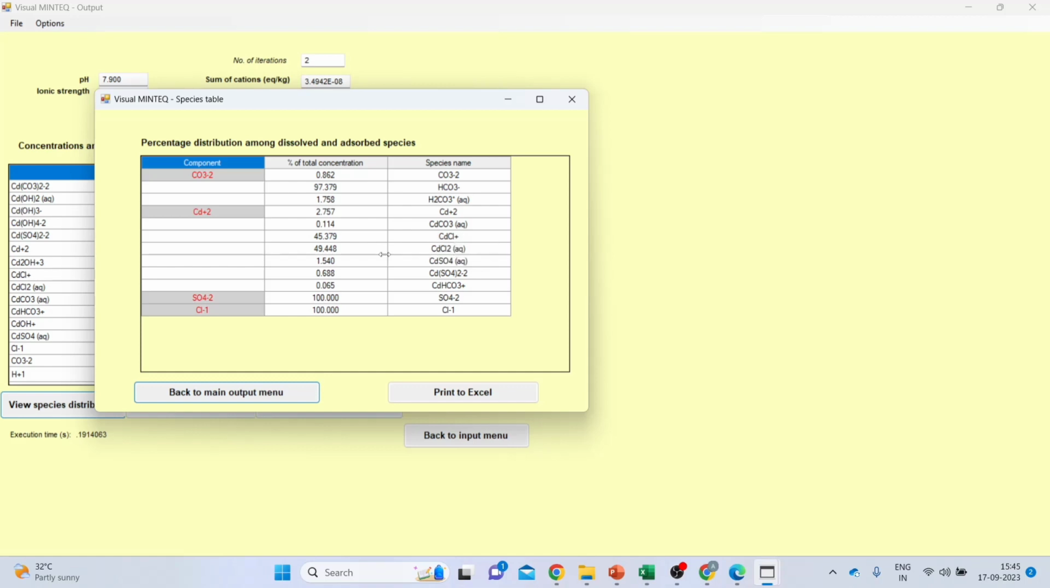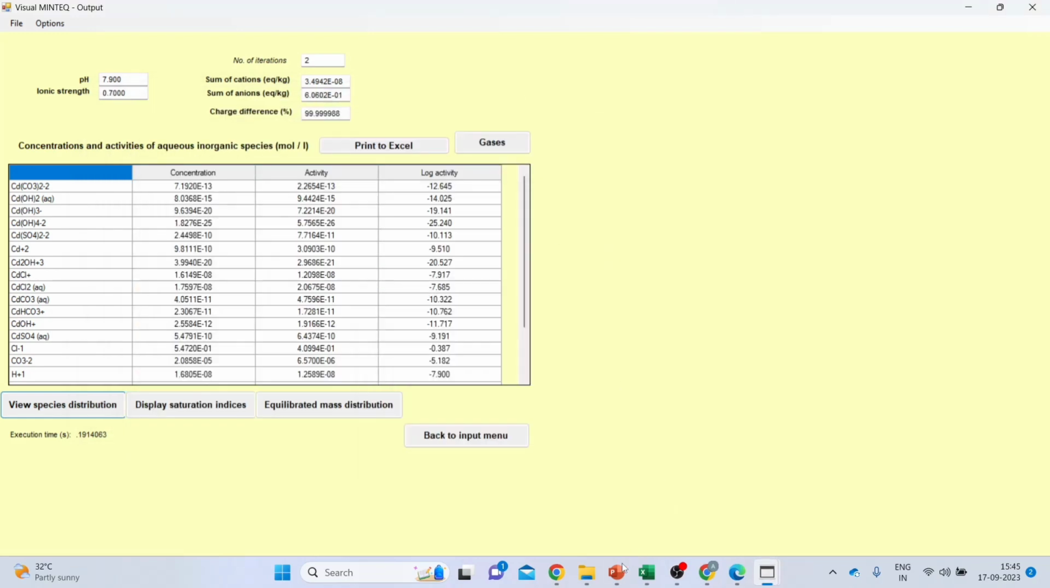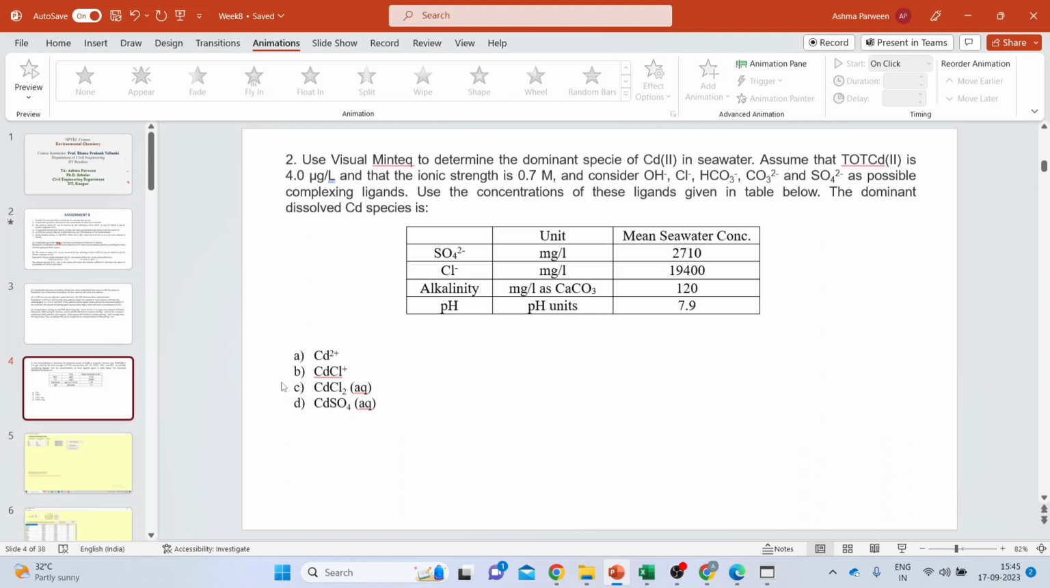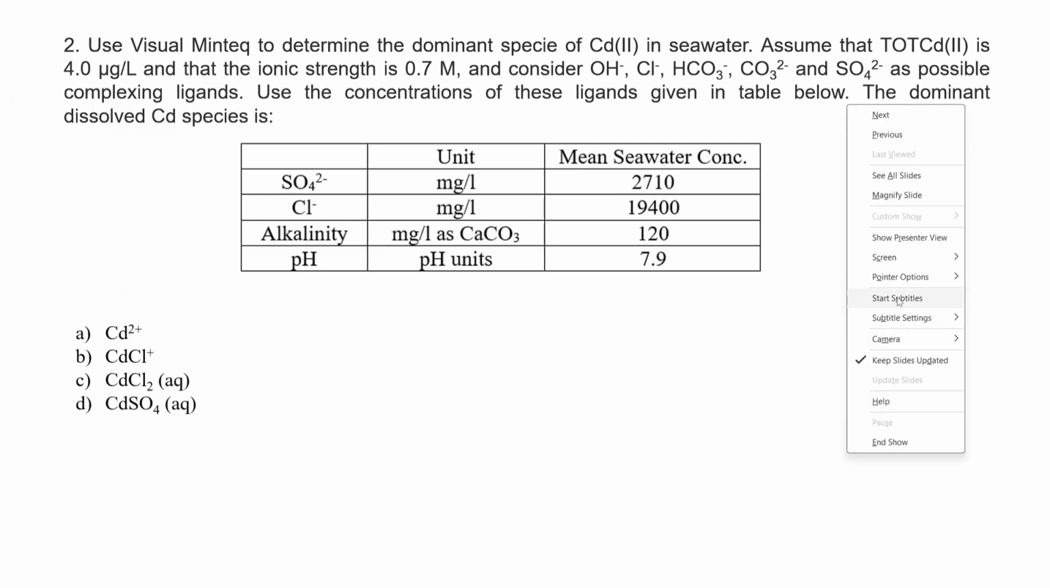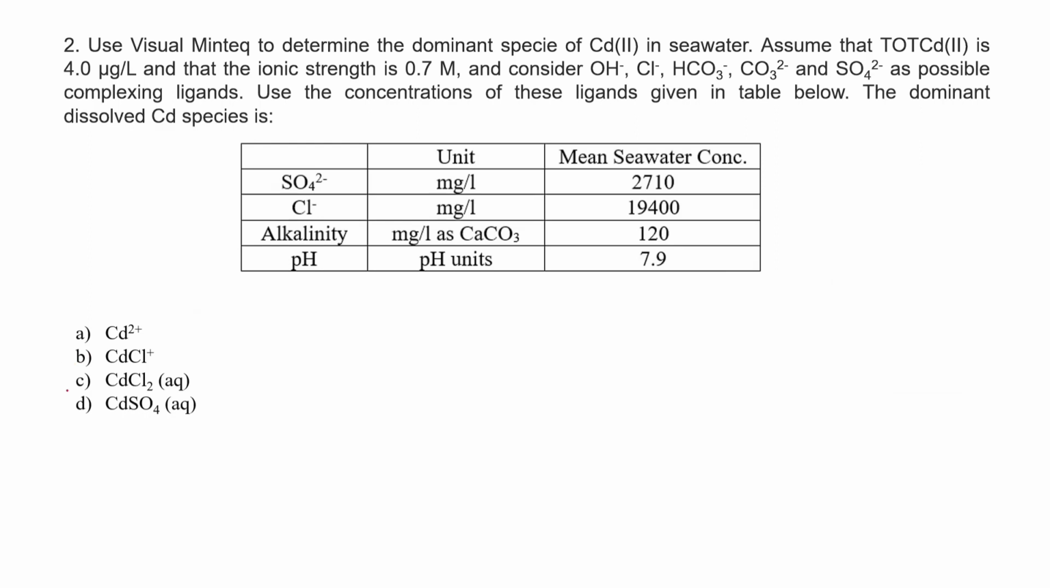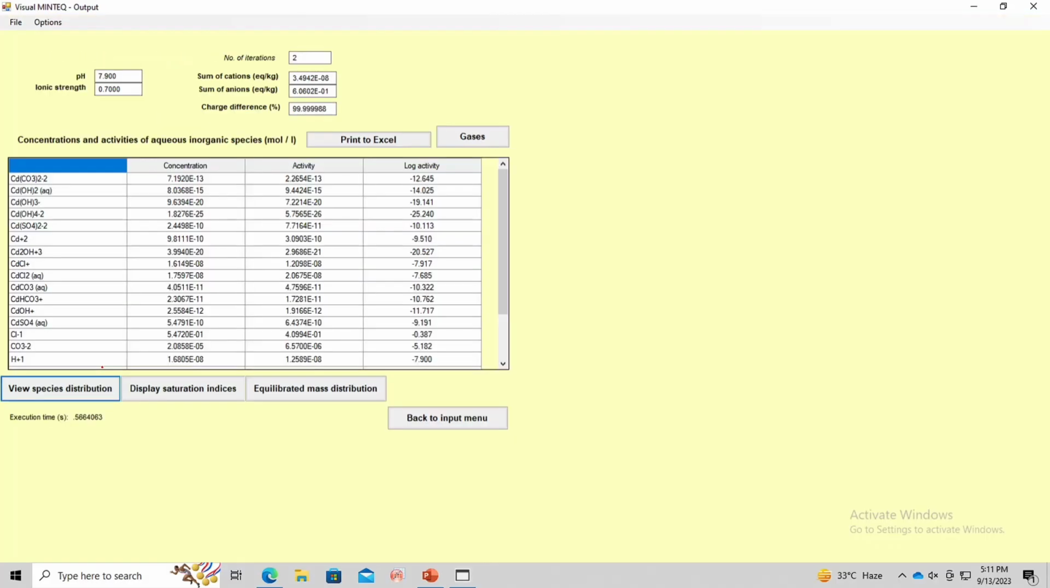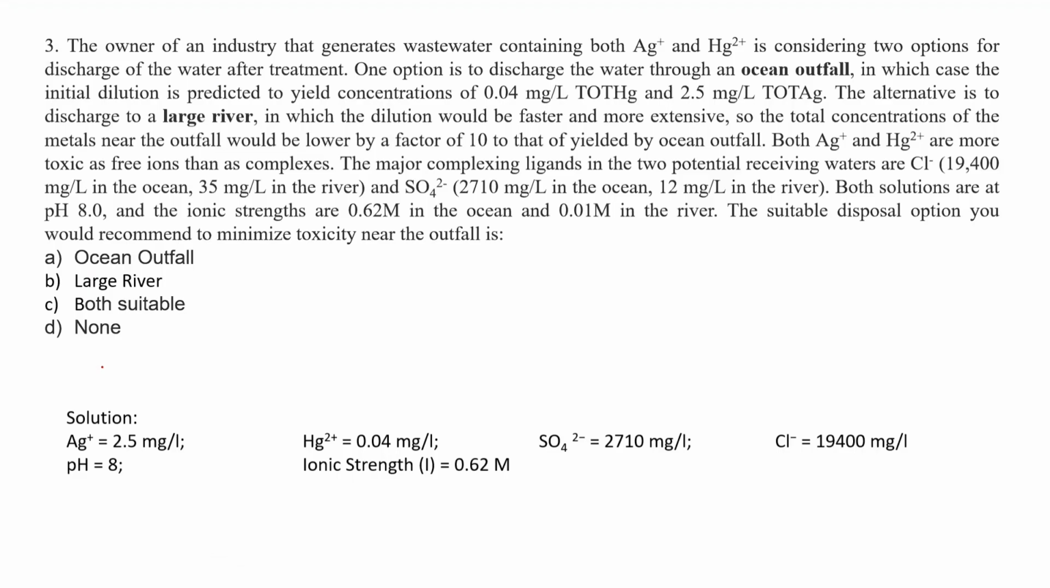So the answer option is this one, CdCl2 aqueous, because it is 49.448%. So let's go to the slides. So CdCl2 aqueous, that is option C, is correct. So let's move to the next question. So these are the slides which we have added.